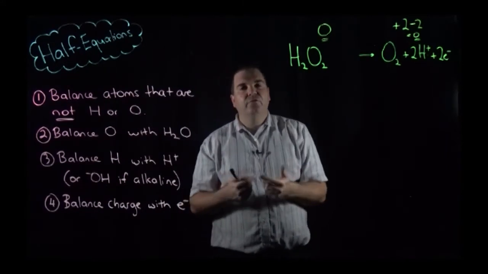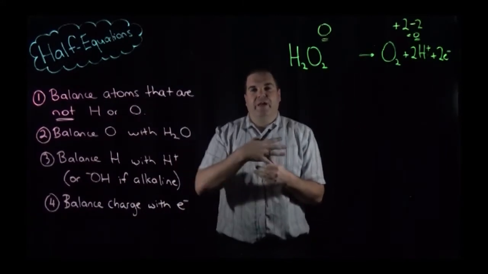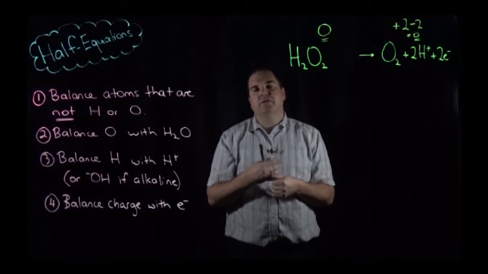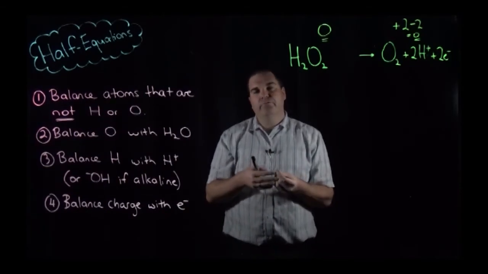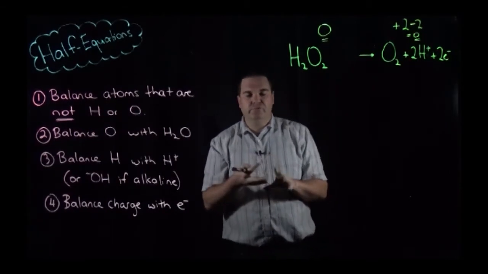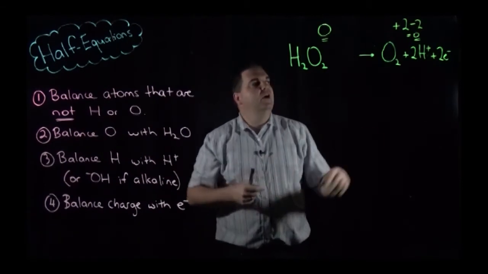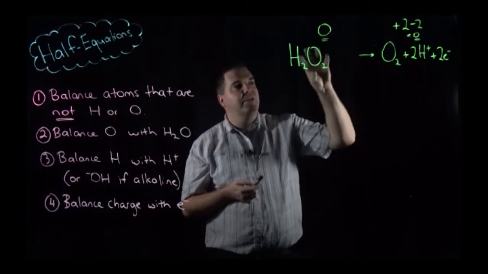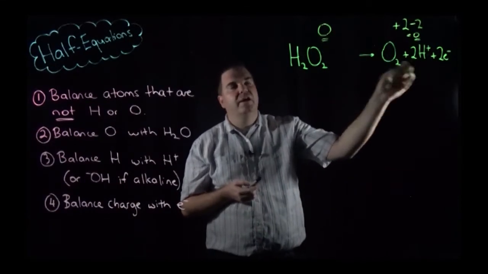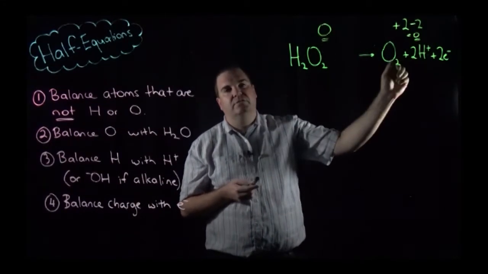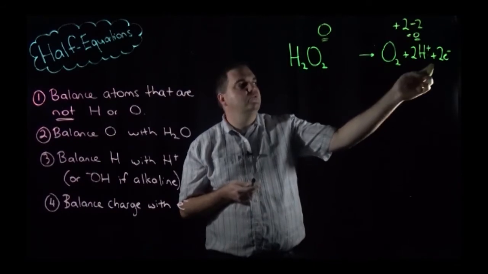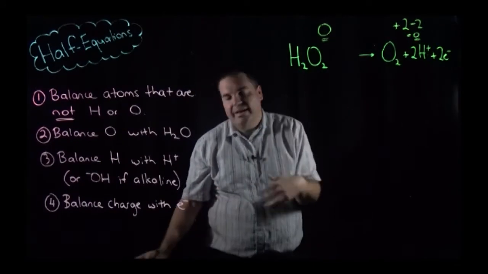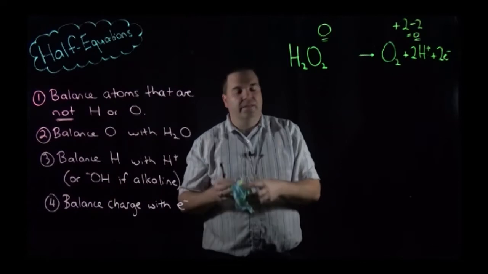Now, if you looked at some of the information about redox and what redox is, you'll know that if you use OIL RIG, oxidation is a loss of electrons, reduction is a gain of electrons. So if the electrons are over here on the right-hand side, that means they're being lost from the hydrogen peroxide. So this is an oxidation half equation, because we're losing electrons over on this side. Okay, so you can start to combine a couple of these together.